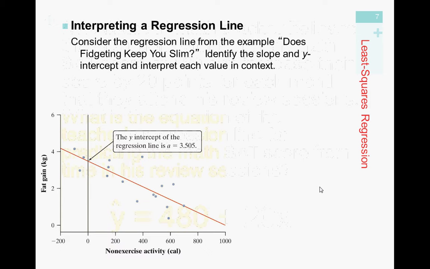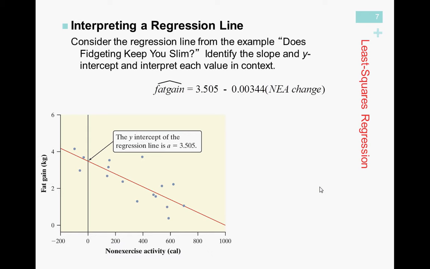So interpreting the regression line, we're going to try that here with this same thing on non-exercise activity and fat gain. So here we have the equation. 3.505, that's our y-intercept, and then negative 0.00344 is our slope. And notice they went ahead and just put what the variable is. Instead of just saying y hat, they just said fat gain hat. And instead of just saying x, they said NEA change. So that helps us see exactly what we're talking about in this particular problem.